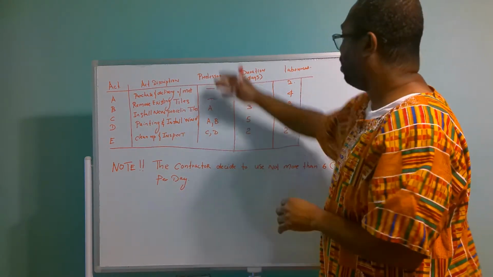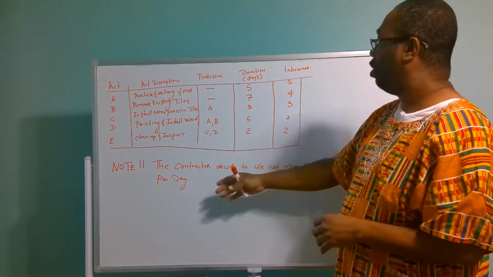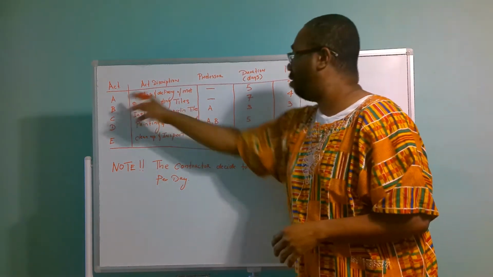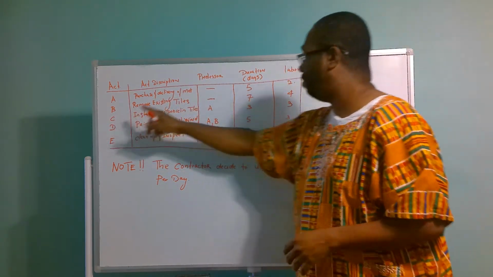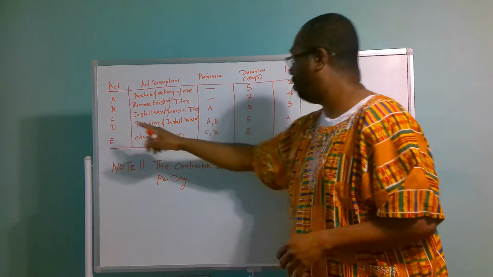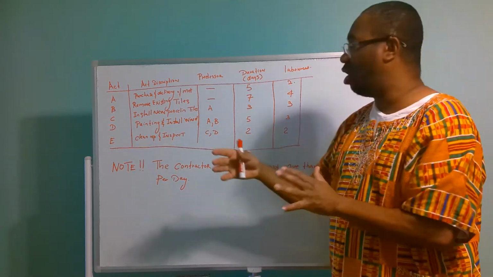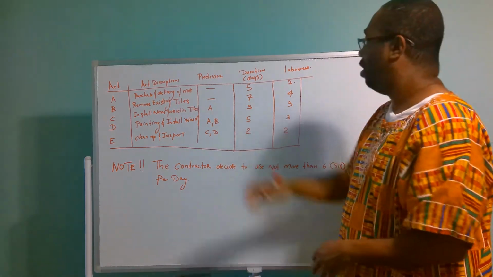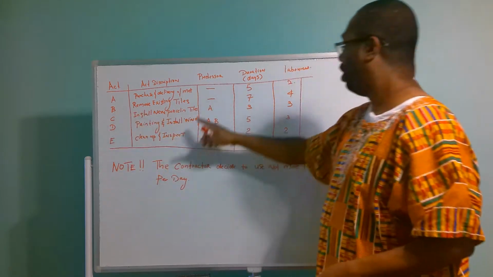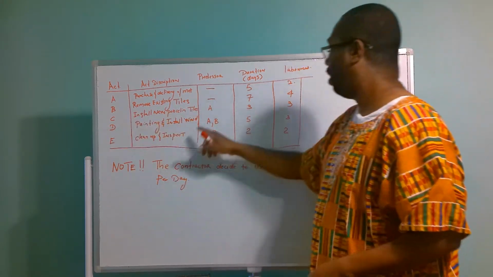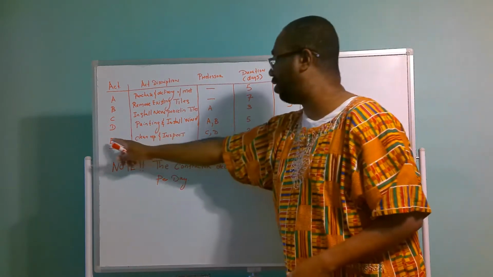So the third column is your predecessor column. So we have A comes out of nothing, B comes out of nothing, C comes out of A, D comes out of A and B, and E comes out of C and D. Or you can say that nothing precedes A, nothing precedes B, A precedes C, A and B precede D, and C and D precede E.